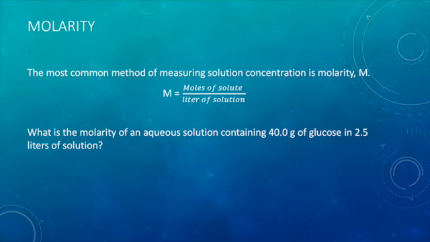So molarity is the most common method of measuring concentration. And so our formula for that is molarity equals moles of solute divided by liters of solution. The first example is, what is the molarity of an aqueous solution containing 40 grams of glucose and 2.5 liters of water? So the first thing we need to know is our molar mass of glucose, because we need moles and we have grams.